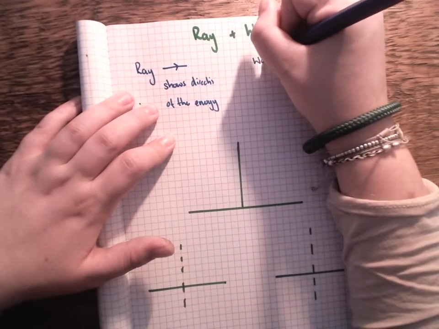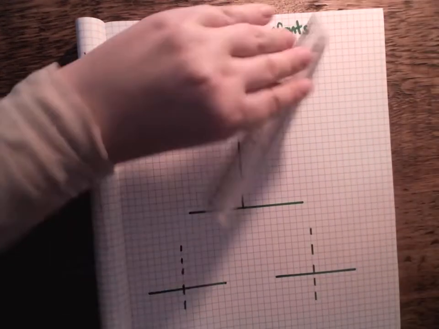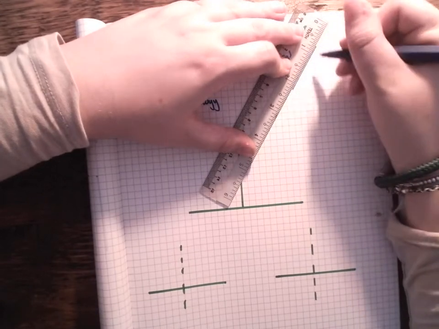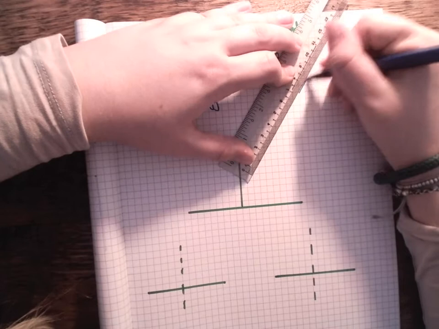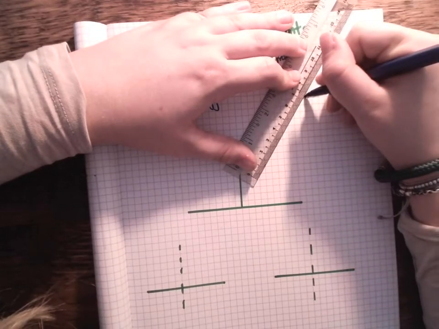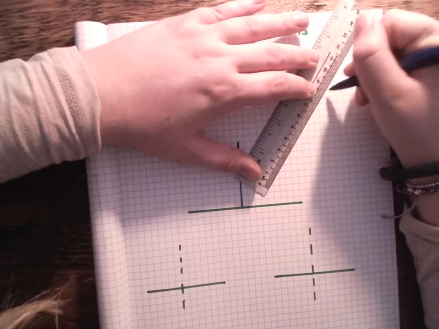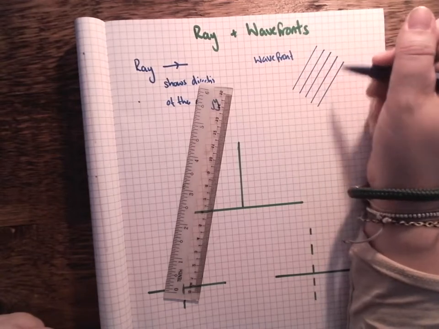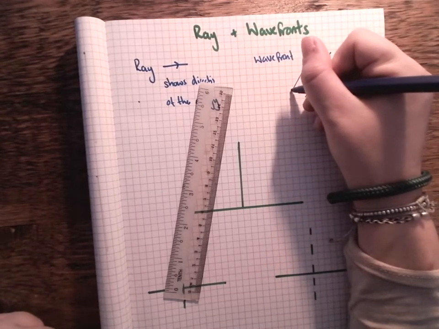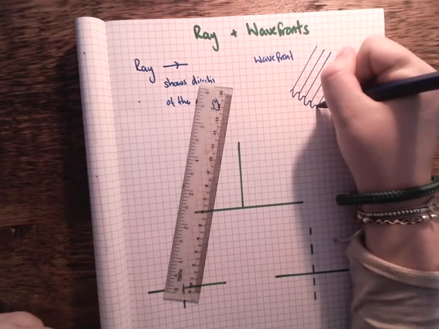Whereas a wavefront is actually when we draw a series of lines. So for example, we would have them like this, and they would normally be equally spaced if we're using a coherent light source. What that's showing is the area where all the wave is in phase. So it might, for example, be the peaks of the wave traveling along.